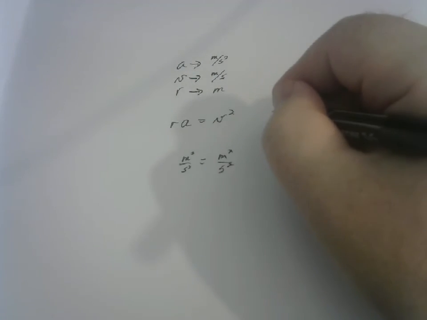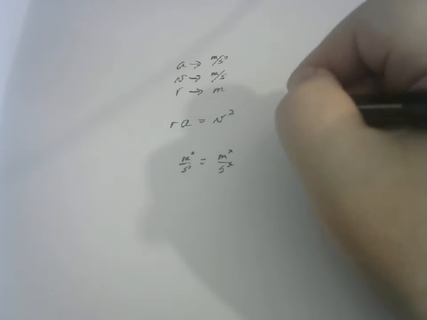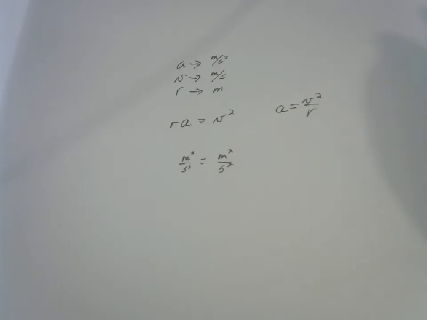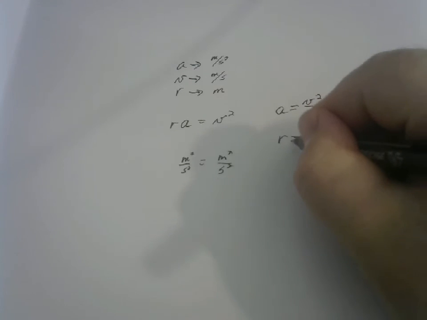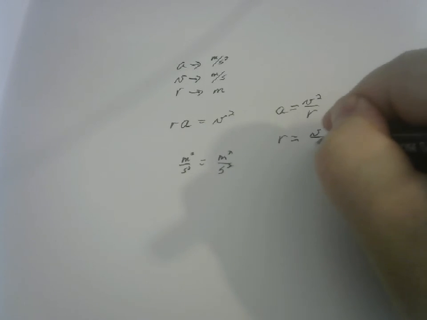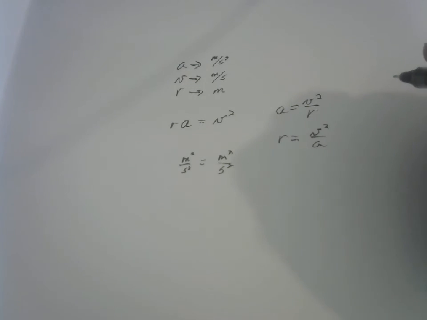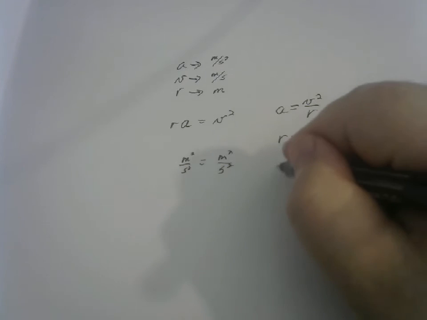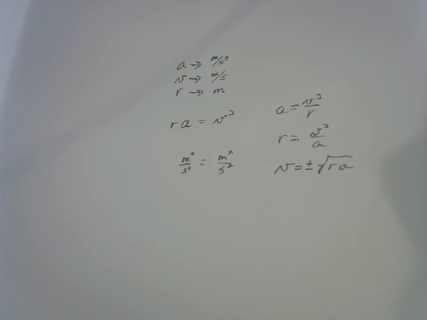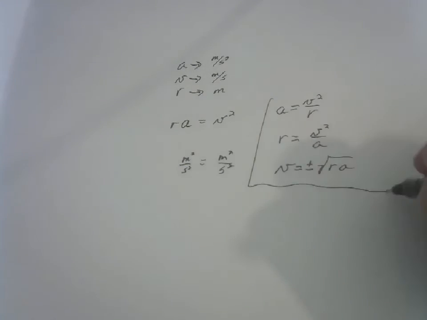We can decide we want to focus on the acceleration, which would be a equals v squared over r. We could decide we wanted to focus on the radius, r equals v squared over a, or we could decide we want to focus on the velocity, which would be v equals plus or minus square root of ra. So any of those would be solutions to this question.